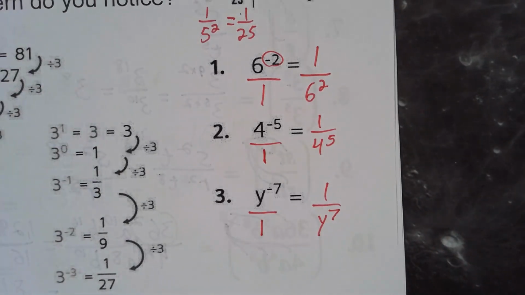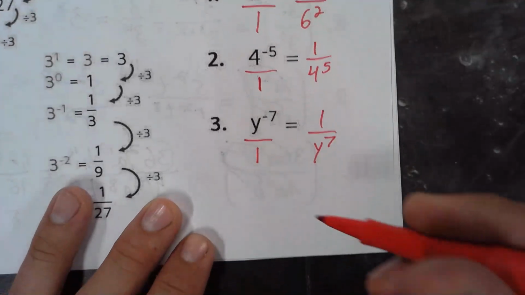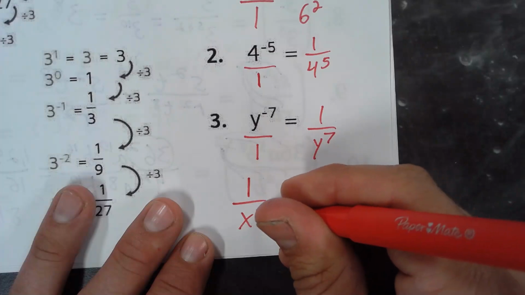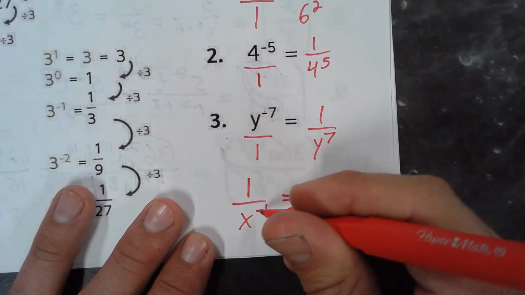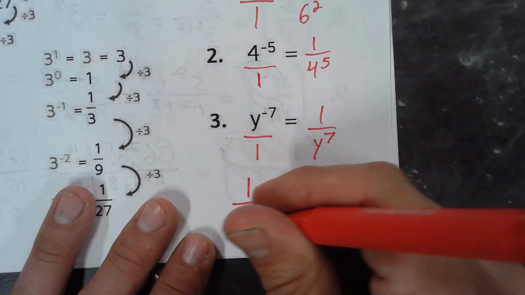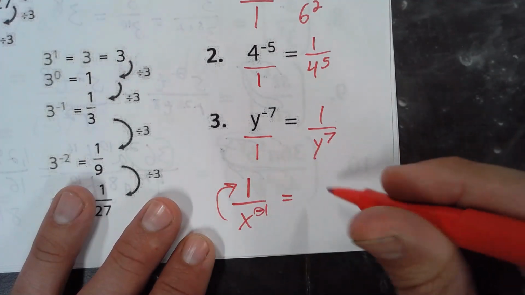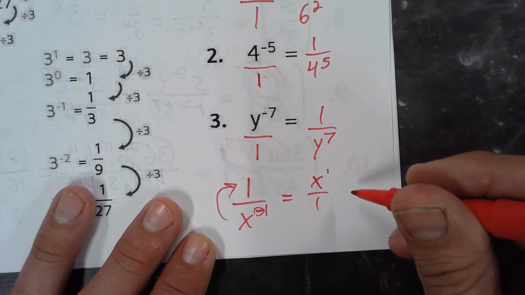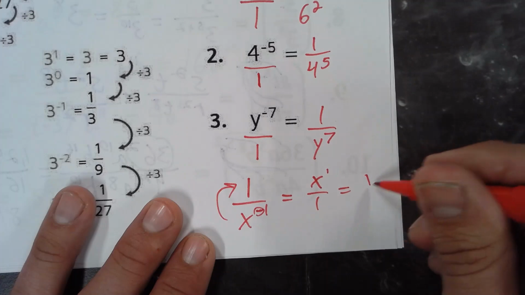Well, so that's just what negative exponents do. Negative exponents move whatever number you're working with to the bottom instead of the top. It also works the other way around. If I had 1 divided by x to the negative 1, that negative sign just says, hey, put me in the numerator. So that would be x to the 1 over 1, which would actually just be x.